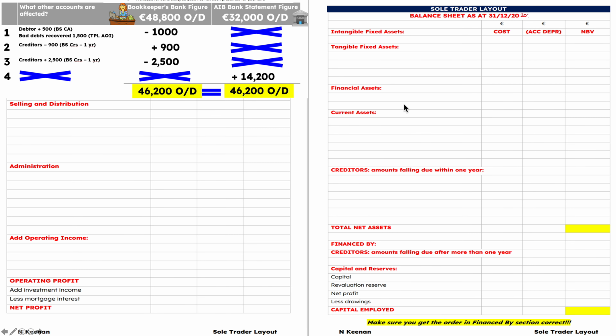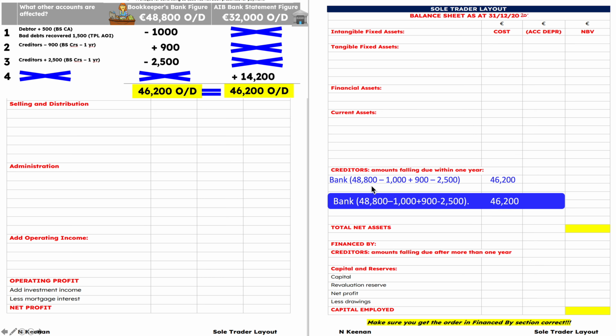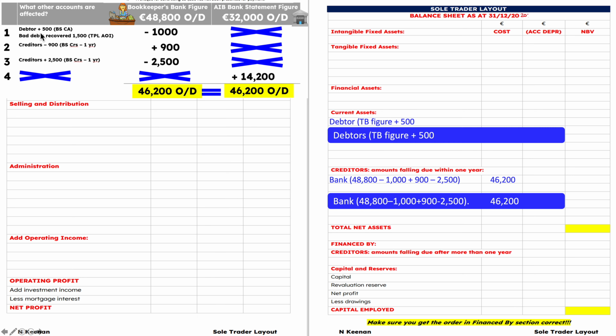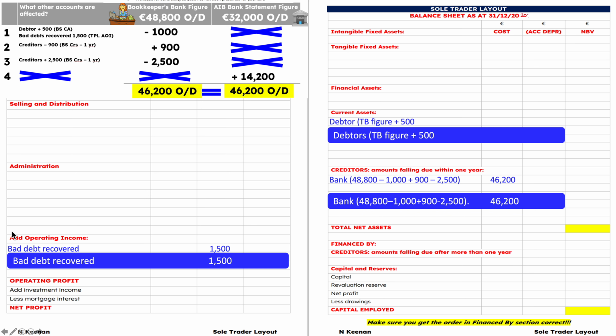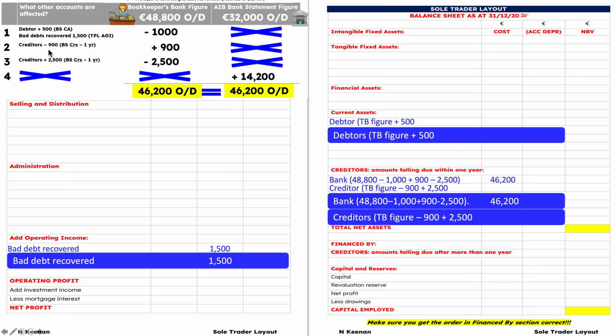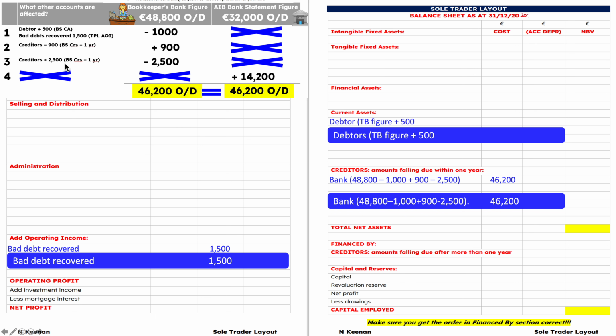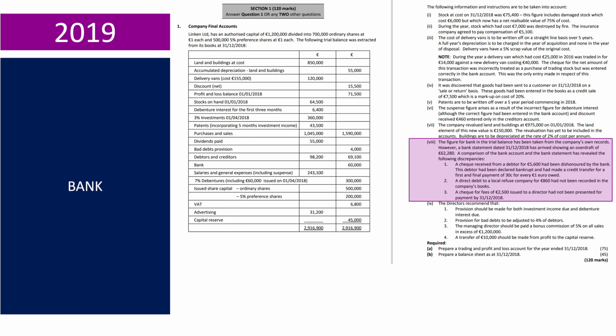So how's it going to look then? Well, our overdraft is going to be 48,800 minus 1,000 plus 900 minus 25. The debtor is going to be increased by 500. Bad debts recovered in the operating income in the TPL is going to be €1,500. And then creditors, we're going to minus 900 and we're going to add 2,500. And that's how that's going to look there. So that's the 2020 question.